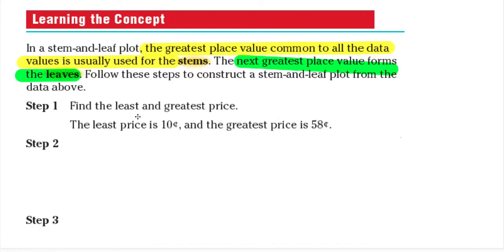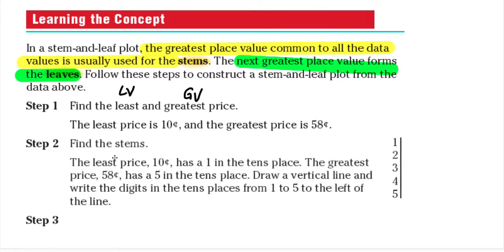First, find the least and greatest price. The least price is 10 cents and the greatest price is 58 cents. After we find our LV and our GV, we take note of it. The least price is 10 cents and the greatest price is 58 cents. LV stands for least value, GV stands for greatest value. From there we move on, we find the stems.